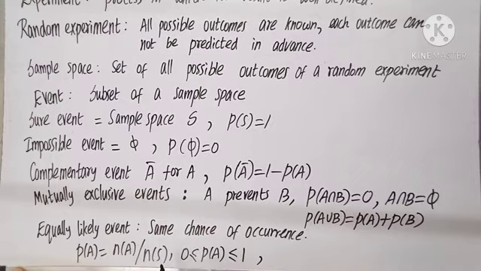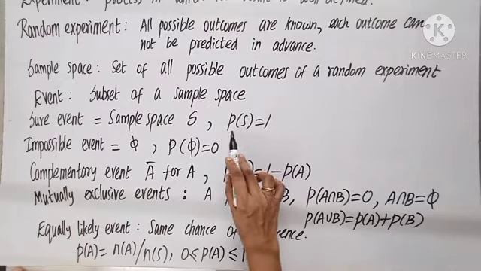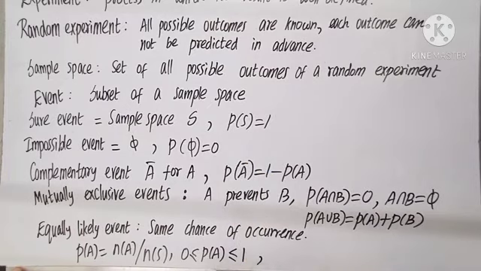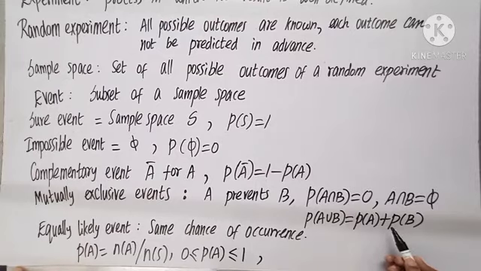Axioms of probability, to recall: we say probability of A is always positive, greater than or equal to 0. And we know the total probability is 1. So probability of any event lies between 0 and 1. And in case of mutually exclusive events, union is replaced by addition. This is also an axiom of probability.